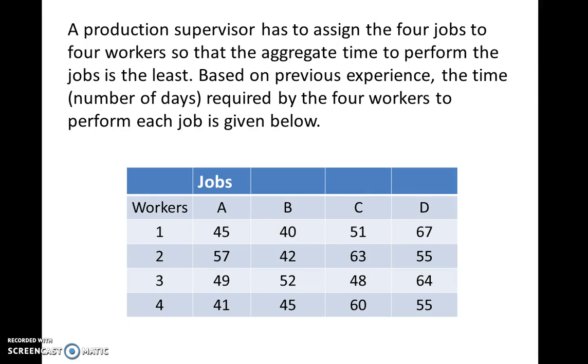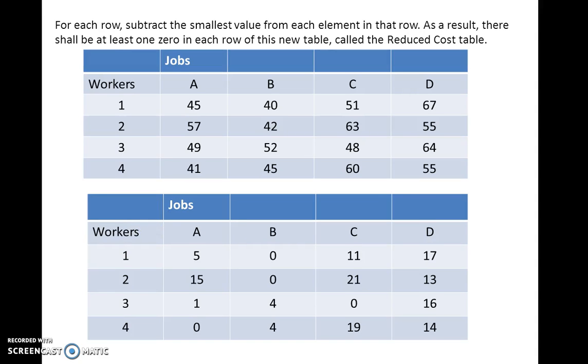The problem is a production supervisor has to assign 4 jobs to 4 workers so that the aggregate time to perform all these jobs is least. Now, based on the previous timings and the experience, the number of days required for each worker to do each job is mentioned in the following table, and we have to decide which worker will do which job using the Hungarian method.